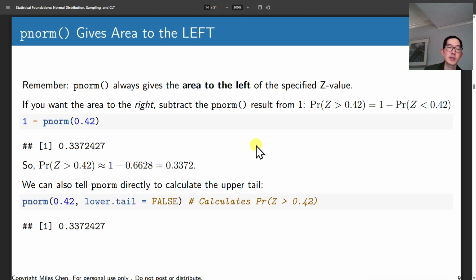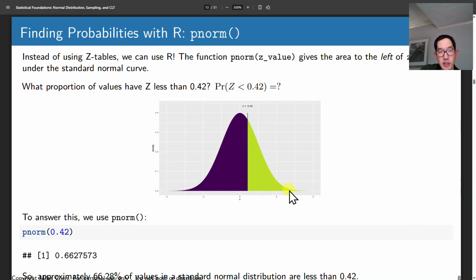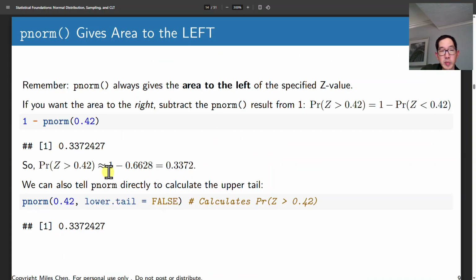Now, one thing to remember is that when you type in pnorm, it's always going to give you the area to the left. If you want the area to the right, you can subtract that value from 1. So if I say, what is the area in lime green, what is the probability that z is greater than 0.42, then we could just do 1 minus the area to the left. 1 minus pnorm of 0.42, and we would get 0.3372.